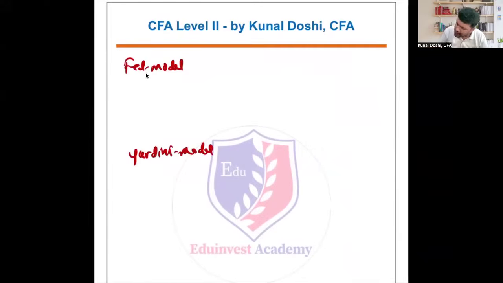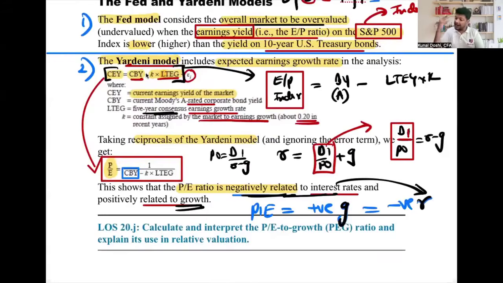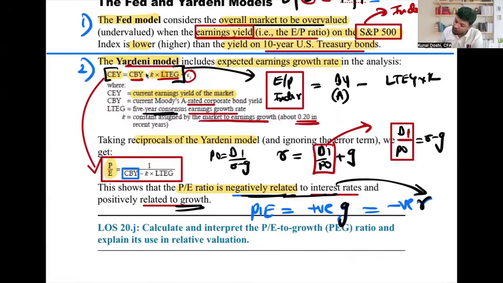Again, I'll repeat, I'm writing down both the formulas, but there is a slightly lower possibility of that being tested in the exam. Fed model is used on the concept of bond yields and earnings yield. So the market earnings are actually compared to the bond, which is actually unrealistic, right? So Fed model considers the overall market to be overvalued when the earnings yield on the S&P 500 is lower than the 10-year treasury bond yield.